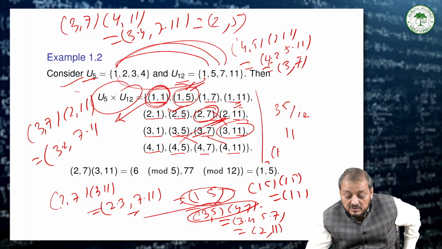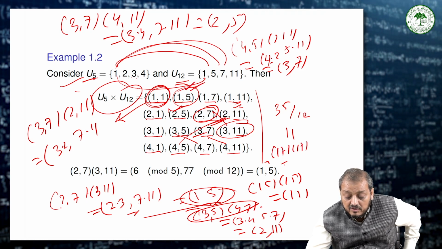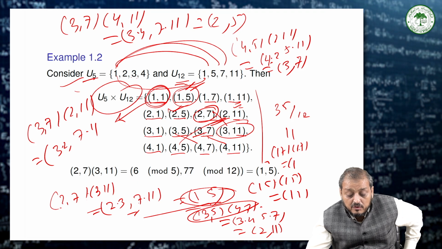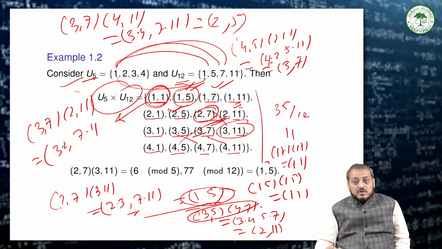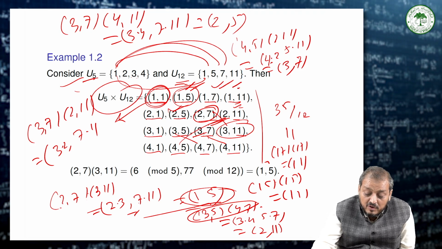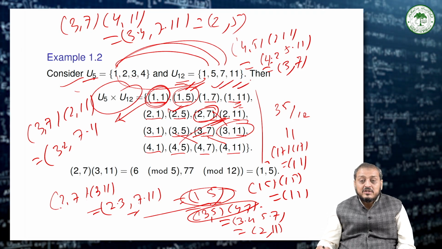And then if you take 1, 7 and another 1, 7, you have 1 into 1 is 1, and 7 into 7 is 49, which again gives 1. So 1, 7 is also its own inverse. And if you take 1, 11, it is also the inverse of itself.